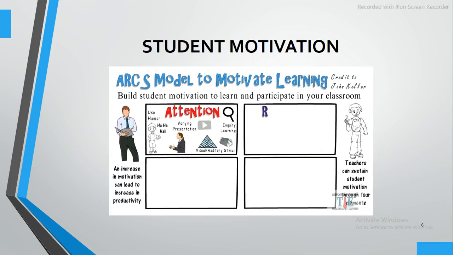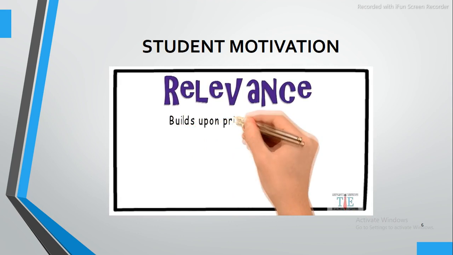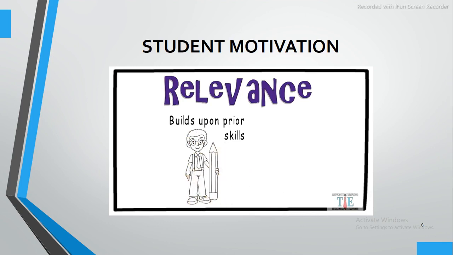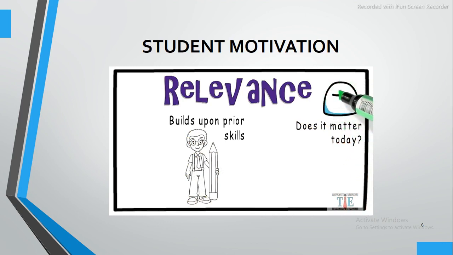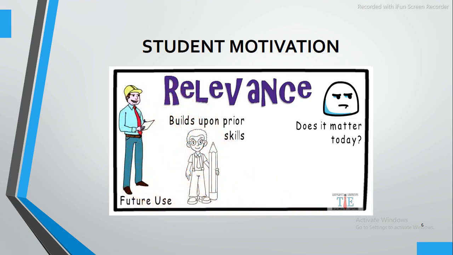The next element to motivate your students is relevance. Students find learning relevant when they're able to build upon their prior skills and knowledge. Let your students know how this lesson relates to the prior lesson and to anything they have learned. Remember, we are teaching children and adolescents. They live in a now and me world, as any parent knows. Yet, students still want to know if what they learn today will help them in the future. Math teachers constantly hear the question, when will I ever use this?